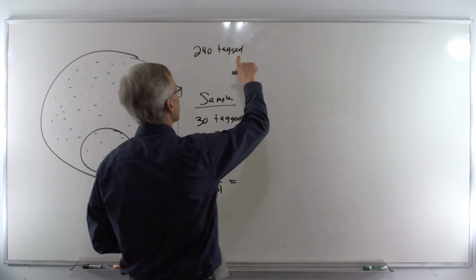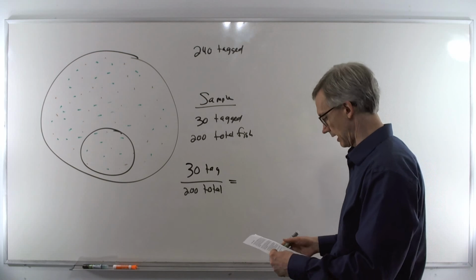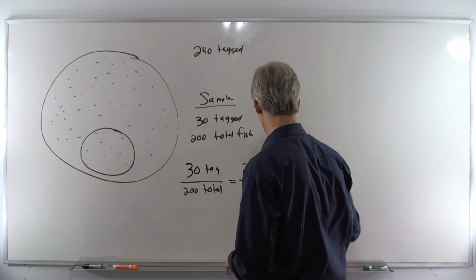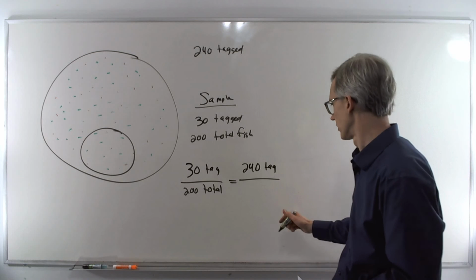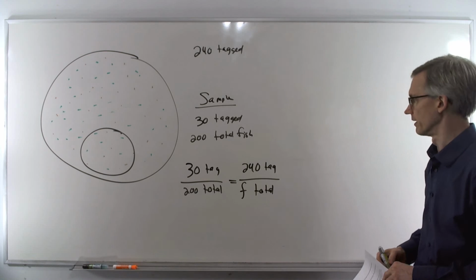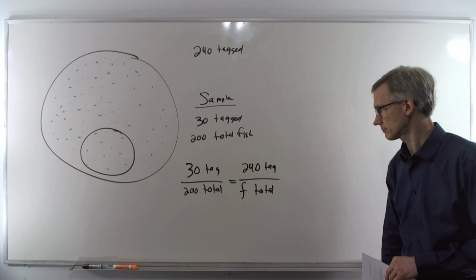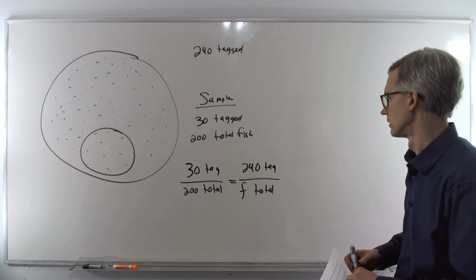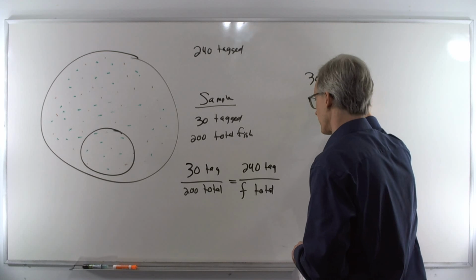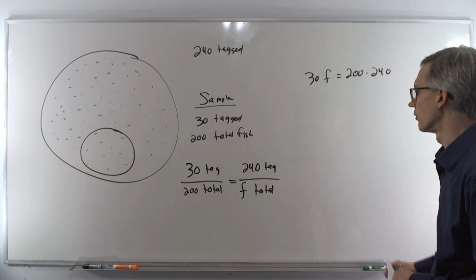Now these fish up here, these were the tagged fish. So tagged has to go with tagged, and that means 240 goes on top, and what we're looking for is the total number of fish. To keep it consistent, we've got tags on top, total on the bottom. Now we can cross multiply. 30 times F equals 200 times 240.